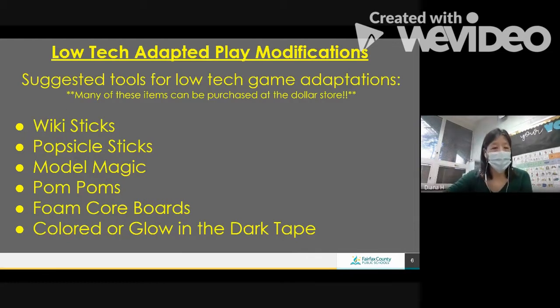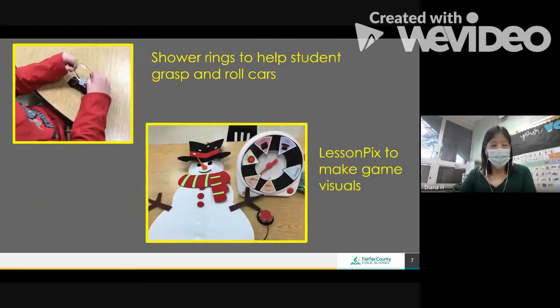So I'm going to show you some pictures where we have used some of these tools so you can see some of these items in action. One of the first pictures that I wanted to show you shows a shower curtain ring that has been glued to a car. I love this modification because it allows students to use a shower ring to better grasp small toys, or in this instance, a car, so that they can have a much easier time picking up the car and rolling the car.